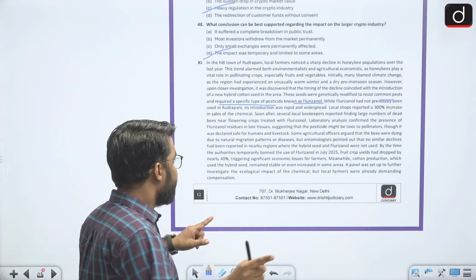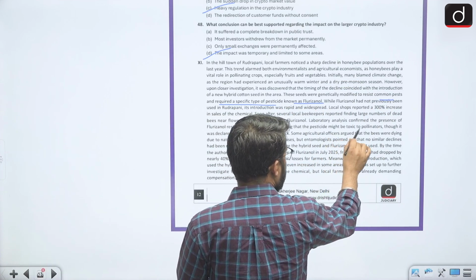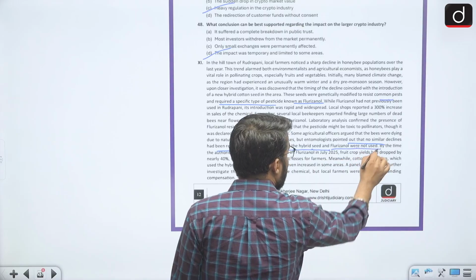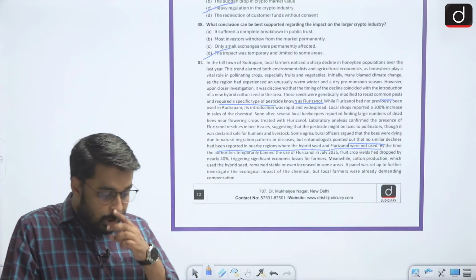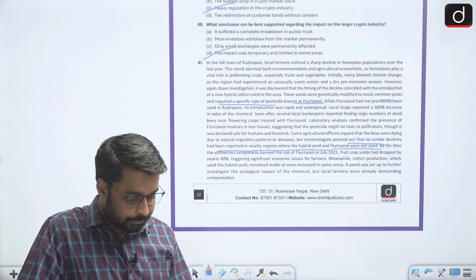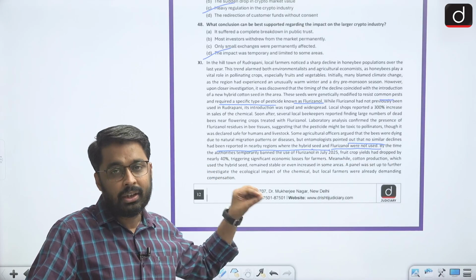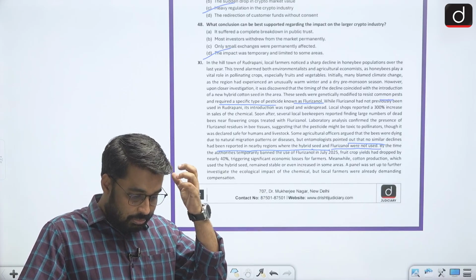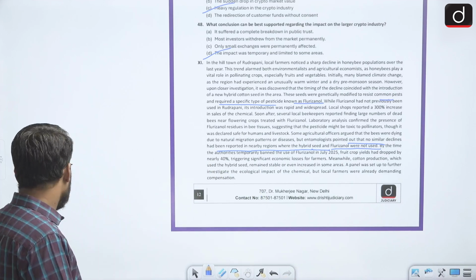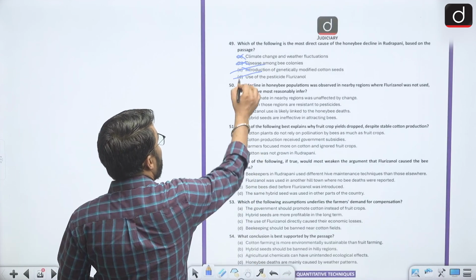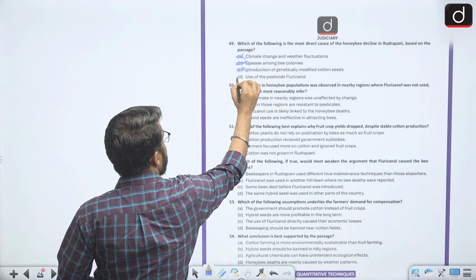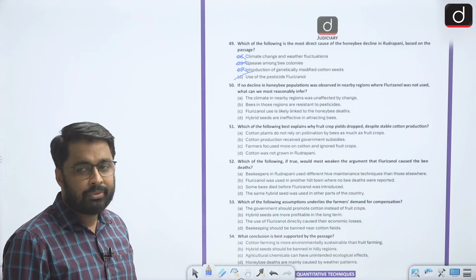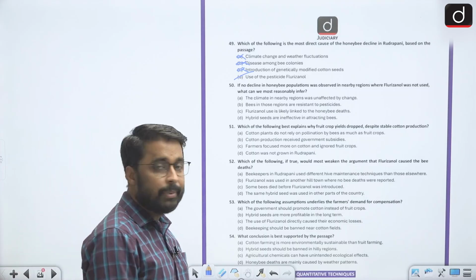And in the nearby areas, it was also said that no similar decline had been reported in nearby regions where the hybrid seed and flurizanol were not used. So the direct cause was the use of flurizanol, because its use and timing aligns with the death of bees. Pollination was the most important part in fruit crop. So my correct answer will be option D, not C, option D. Because where we use fluorosanol, there we saw honeybee decline.